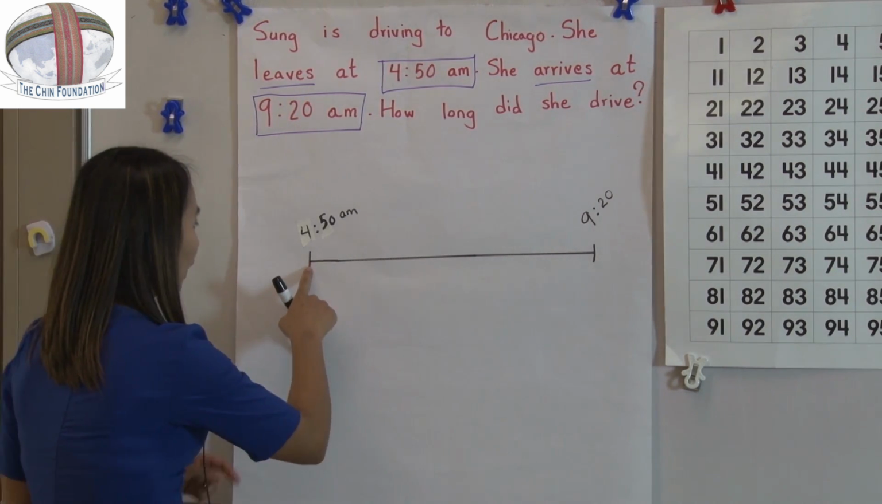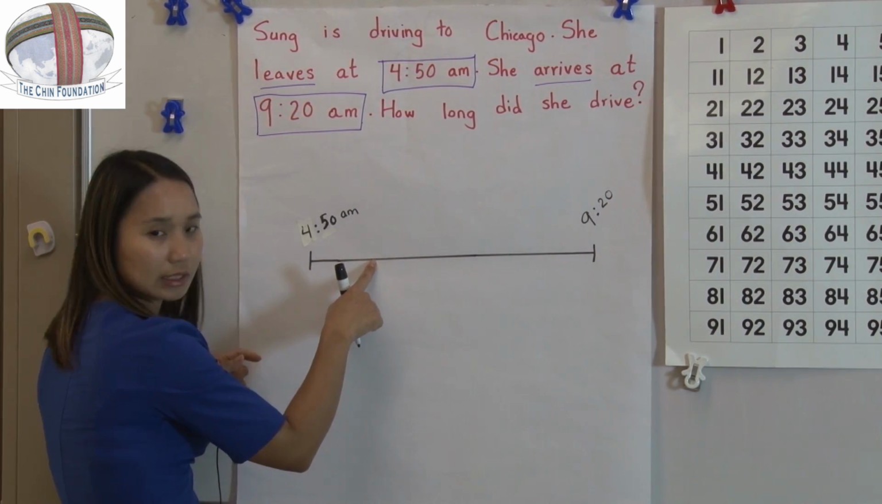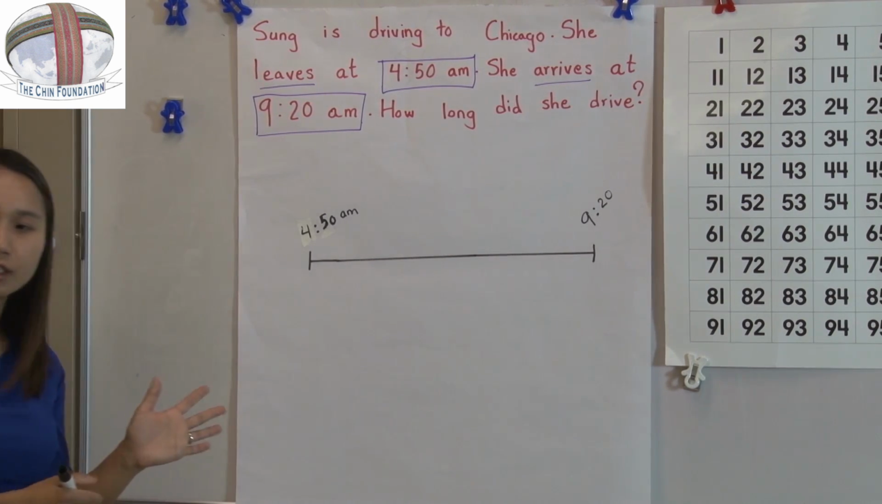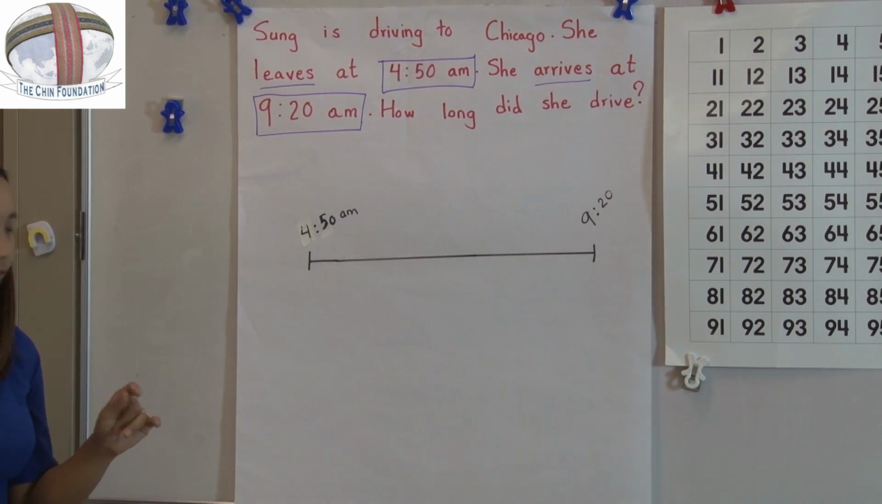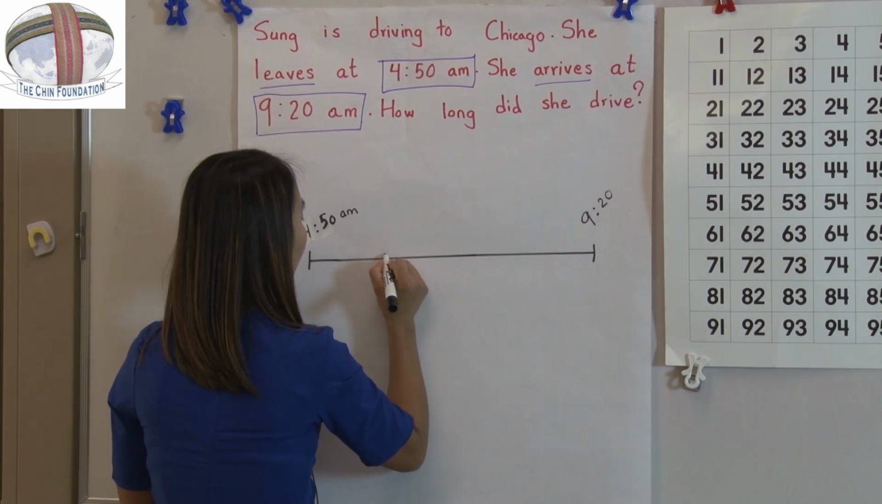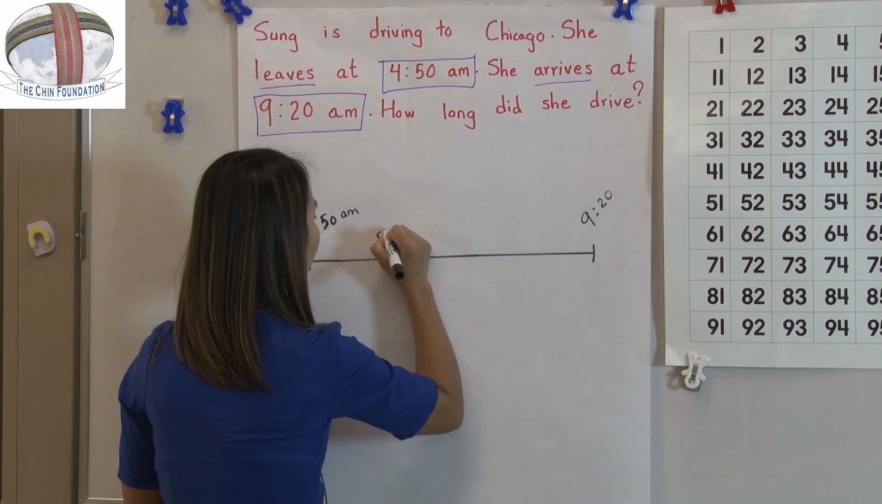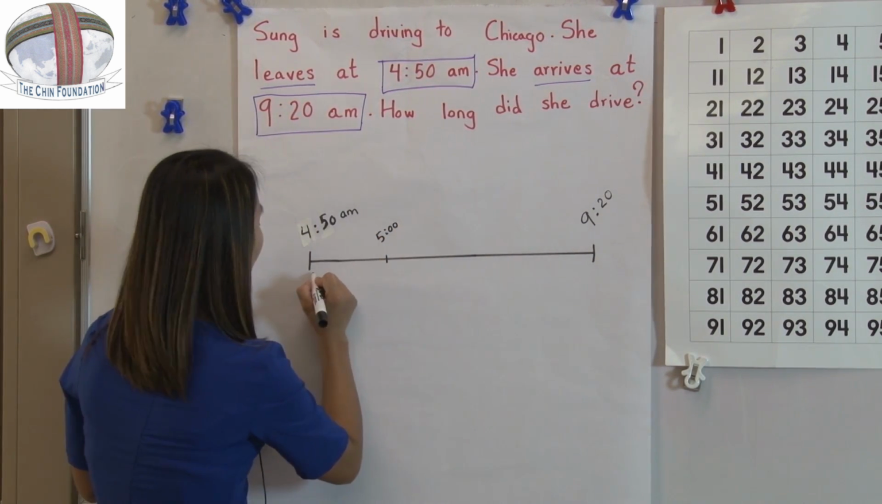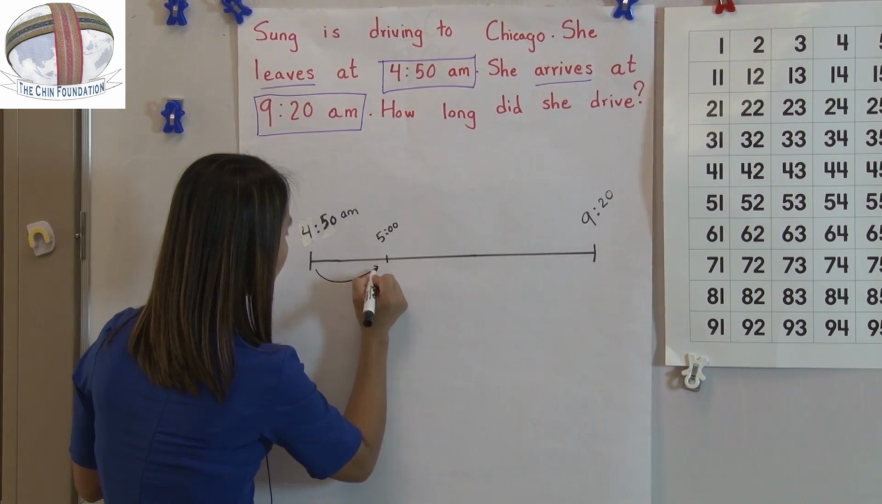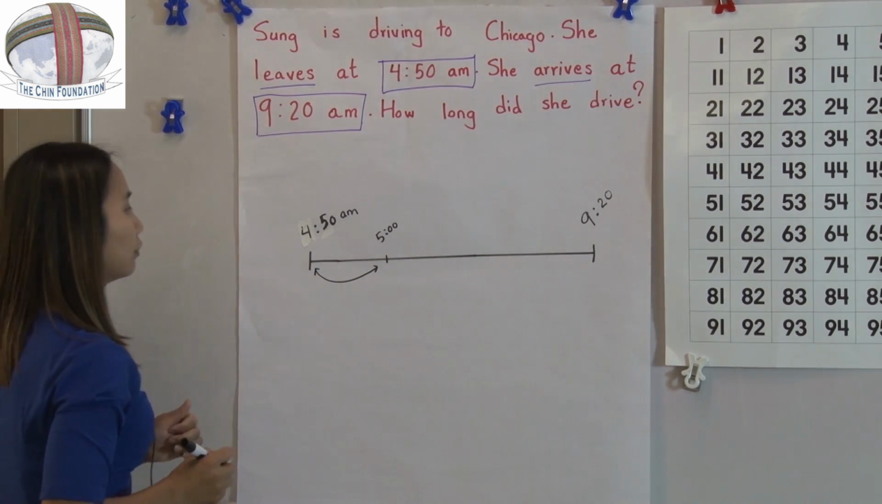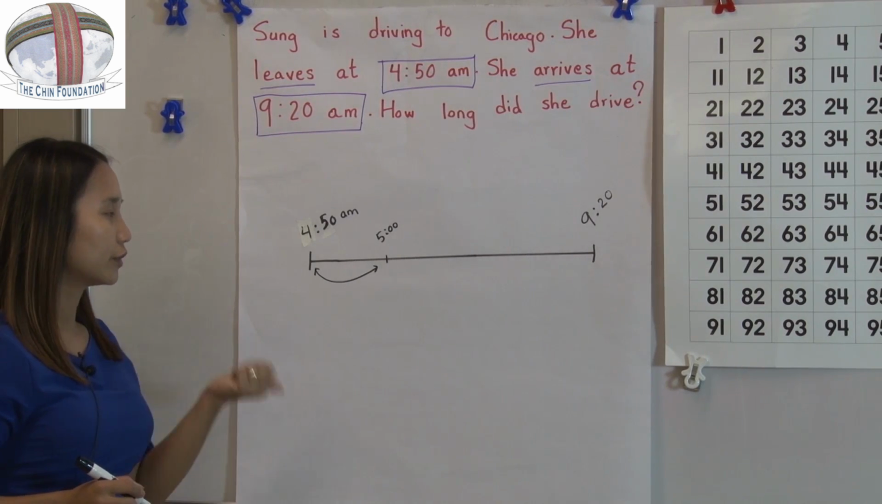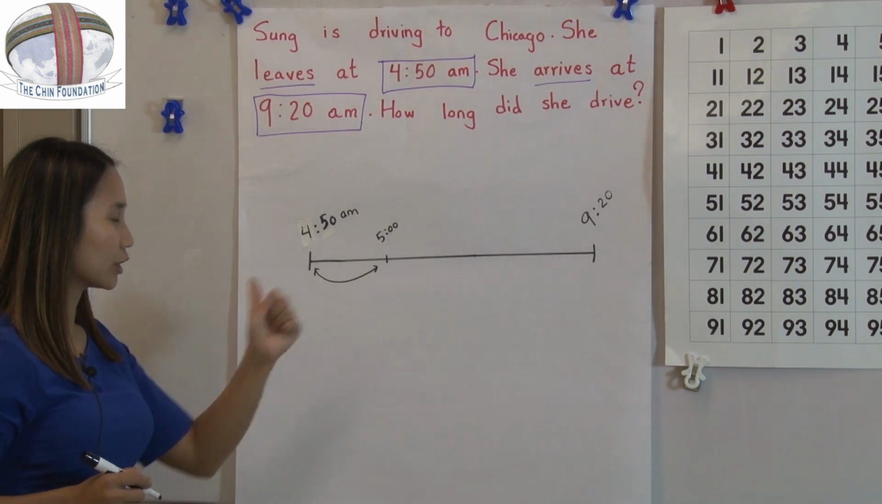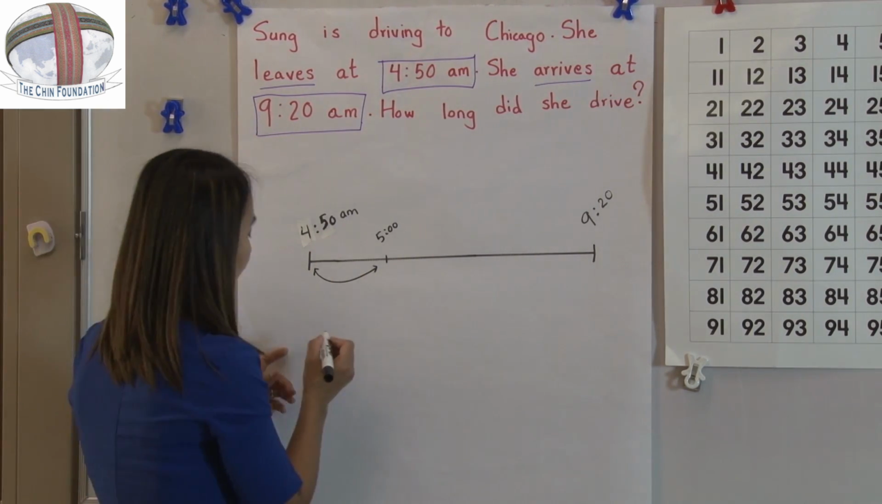So we have to round to the closest hour. So 4:50 is closest to 5 o'clock. So I'll put my 5 o'clock here. How much time is between here? So 4:50, 55, 60, which is 5 o'clock. So it takes 10 minutes.